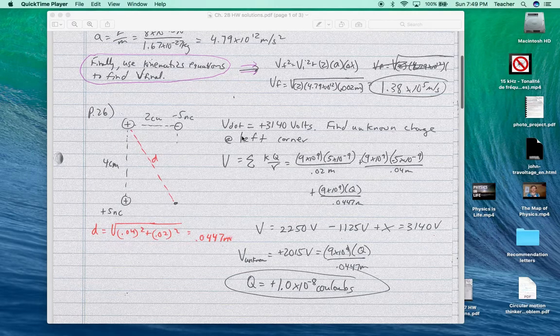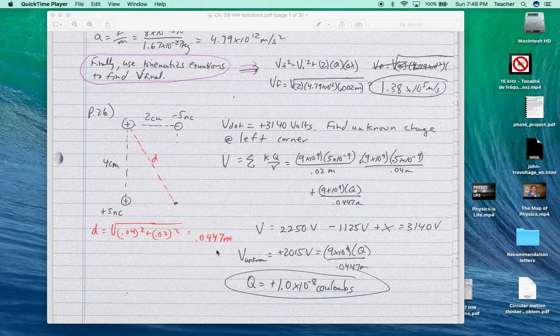For problem 26, it's saying that at this point, there's a voltage or electric potential of plus 3,140 volts. So therefore, I've got to find the unknown charge at this corner. So I know the potential is the summation of the individual potentials caused by these individual charges. So I can figure the potential caused by this charge, which is 2 centimeters away, plus 5 nanocoulombs, and this charge, which is negative 5 nanocoulombs at 4 centimeters away. Then I can figure out the distance from this point to this unknown charge by using the Pythagorean Theorem.